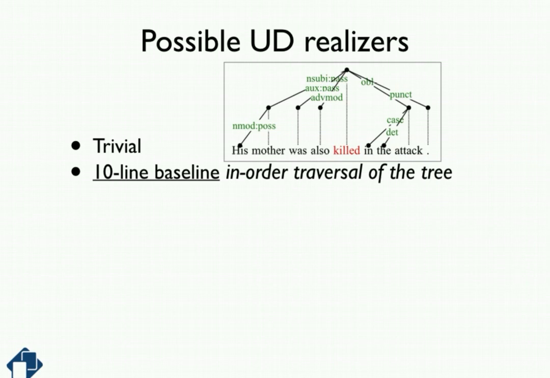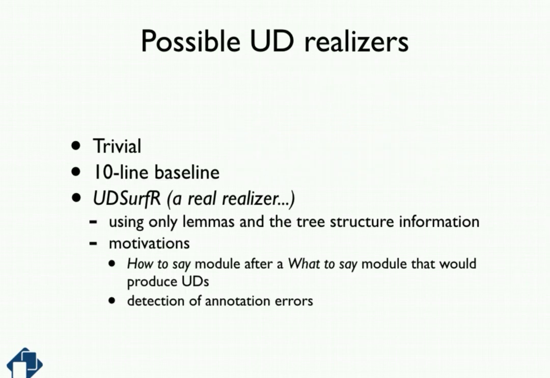But what I did, in fact, which is more interesting, is to do a real realizer that is using only lemmas and the tree structure information. So, in fact, many of the things that are given in the training data are not used. We don't use the forms, we don't use any of the position information that is given in there.